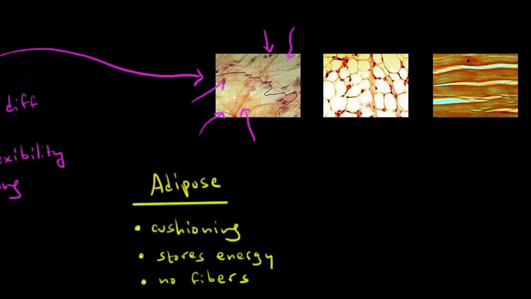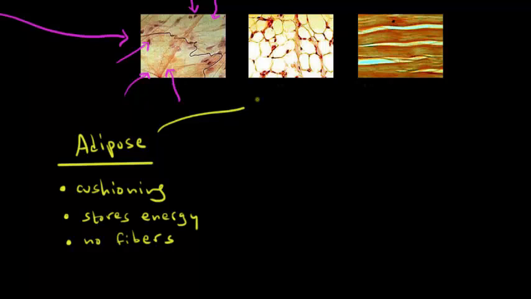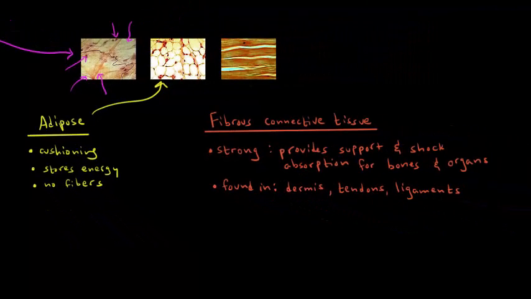Then we have adipose tissue. Adipose tissue is basically fat, tissues of fat. It provides cushioning for the body, it stores energy, and it actually is an exception to the rule. It does not have fibers like most other connective tissue. Then we have what's called fibrous connective tissue. Fibrous connective tissue is pretty strong. It provides support and shock absorption for bones and organs, and you find it in the dermis, which is the middle layer of the skin, tendons, and ligaments.